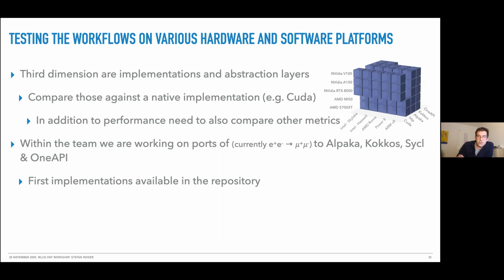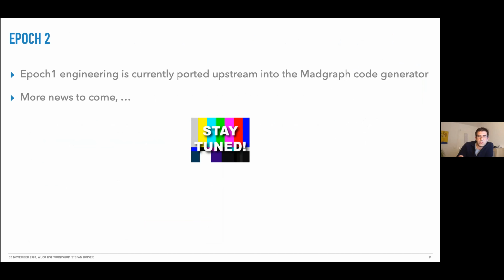Okay, so the status of this is, as I said, we're working towards Alpaka, Kokkos, SYCL, oneAPI. We have first implementations already in the repository for this e+ e- to mu+ mu-, and the remaining ones are in the works. So just to say, Epoch 2. We are now again in the phase where we're porting our developments upstream. This is something which is currently happening, and we will soon start to develop on top of a new generation of auto-generated code.